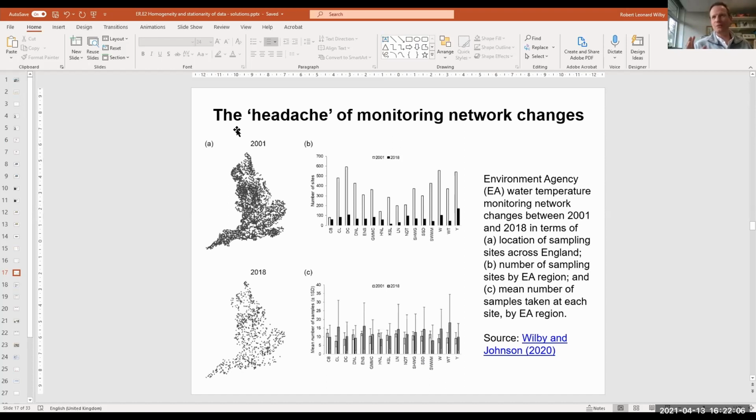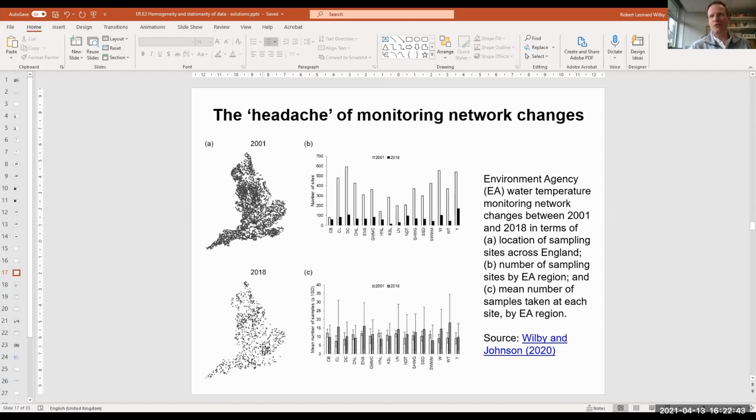And this is a real statistical headache when, for example, you can see how many monitoring stations there were in 2001. And we can break these monitoring stations down. We can count them by sub-region of the authorities that manage water across the UK, across England and Wales, although we've just got the results here for England. So there were a lot of stations in 2001.